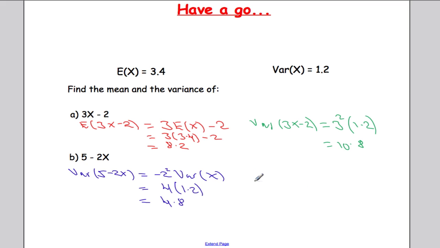And let's do the mean of this one. So the expected value of 5 minus 2x is going to equal minus 2 times 3.4 plus 5. Minus 2 times 3.4 gives me minus 6.8. Minus 6.8 plus 5 is minus 1.8. Okay, let's move on and have a look at some more challenging problems.